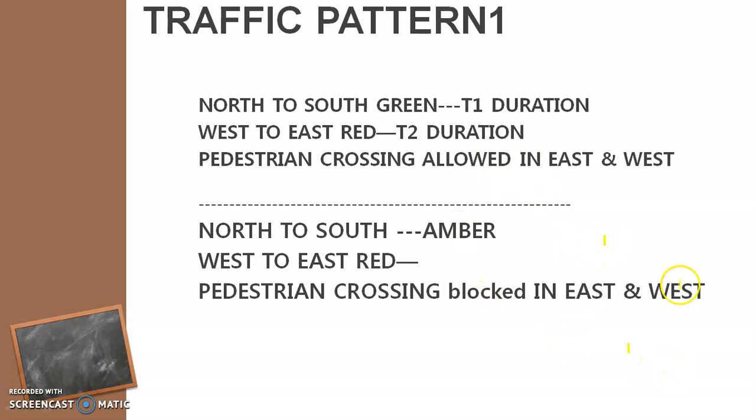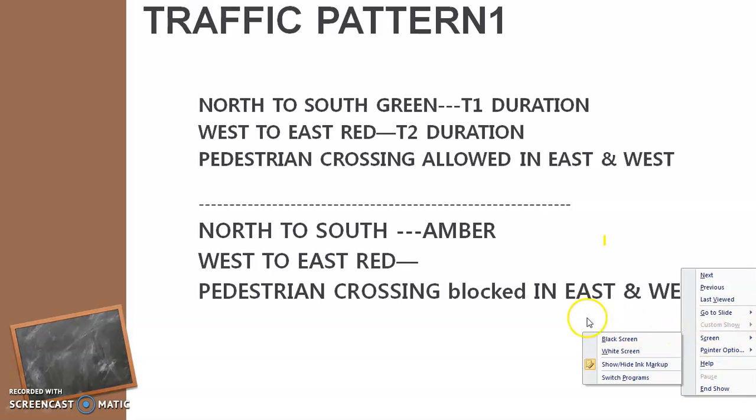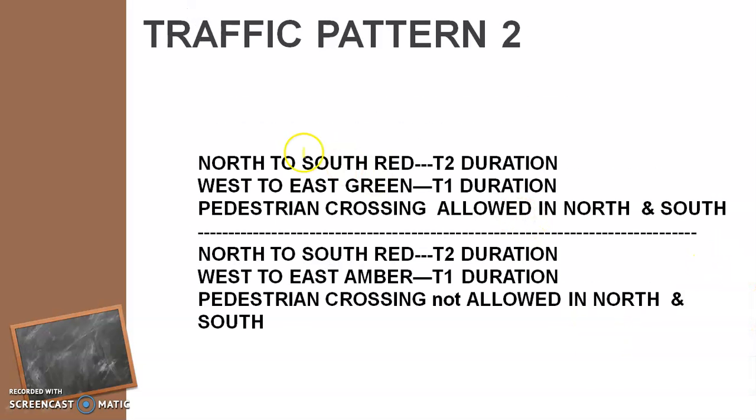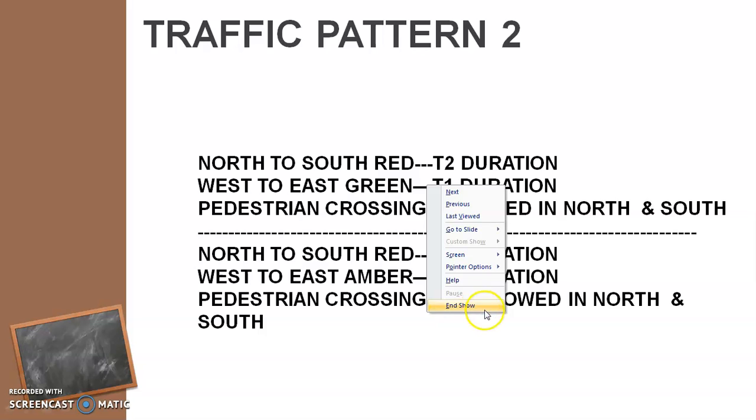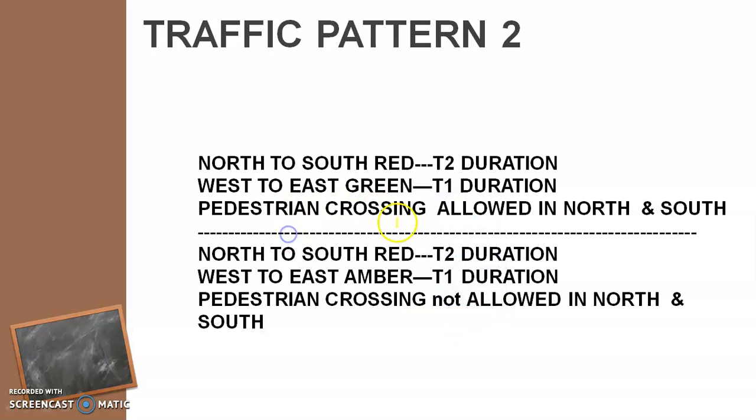Next, pattern 2. The traffic pattern 2 which I pick is north to south being red and west to east being green. Then the pedestrian can be allowed. The pedestrians will be allowed in the north and south directions.